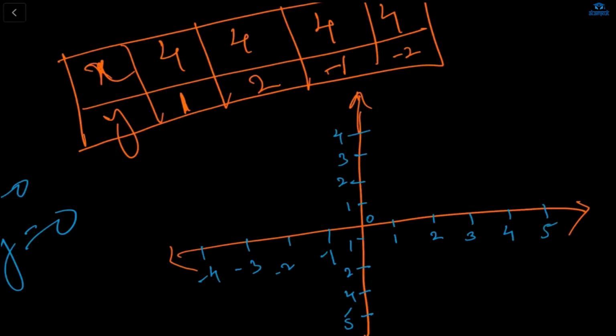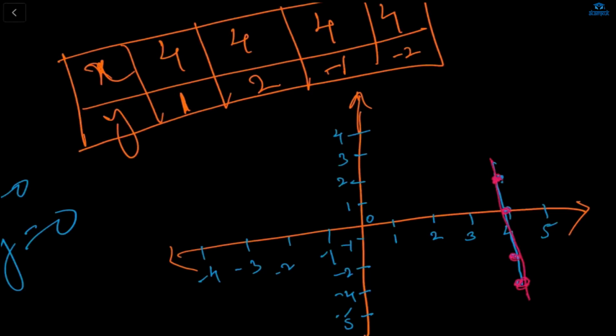So for y is equal to 1, x is equal to 4. Now y is equal to 2, x is equal to 4. Y is equal to minus 1, x is equal to 4. Y is equal to minus 2, x is equal to 4. So these are the points. If I represent them with a line, these are your points. So everybody understood?